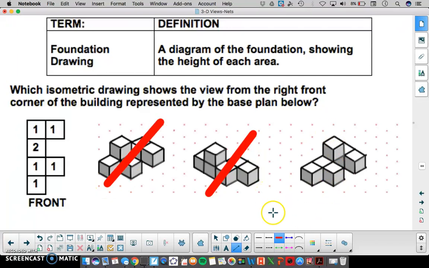Let's take a look at this last one just to make sure. We can see from this one we have 1, 1, 1, and then 2, 1, 1. That matches our foundation drawing. So this figure here is the one that represents the front right corner of that building.